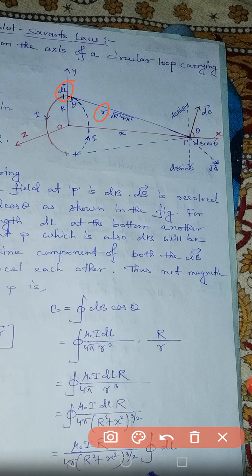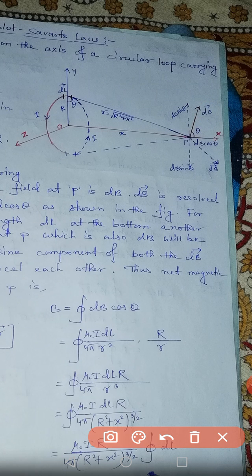dl, I told you, is actually not on the plane of the paper, but it is something like this. R is this one, so this angle is actually 90 degrees. Remember this concept: dl and r make a 90 degree angle. Another angle is there, theta. This is the angle between r and the radius of the ring. Okay, fine. So now see this dB.